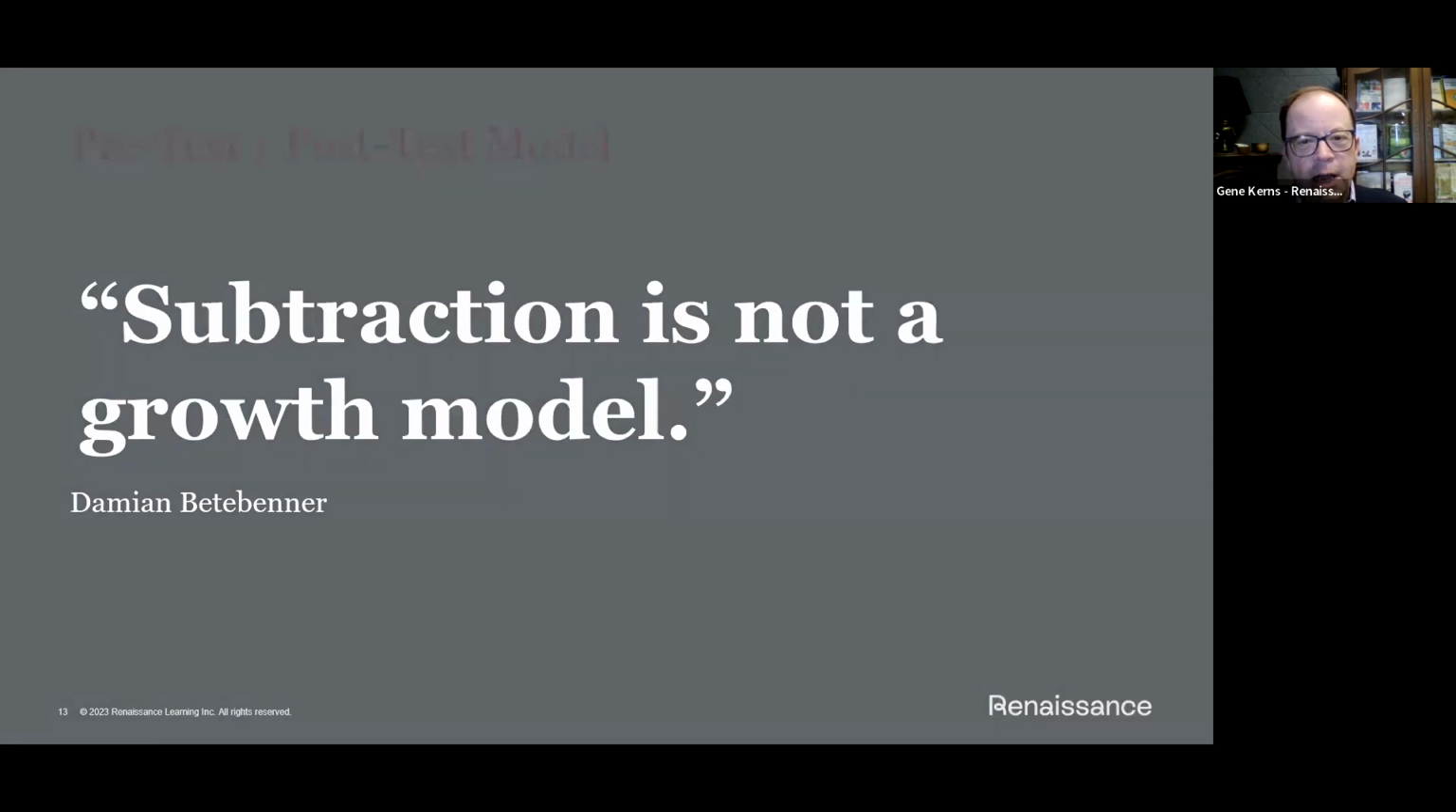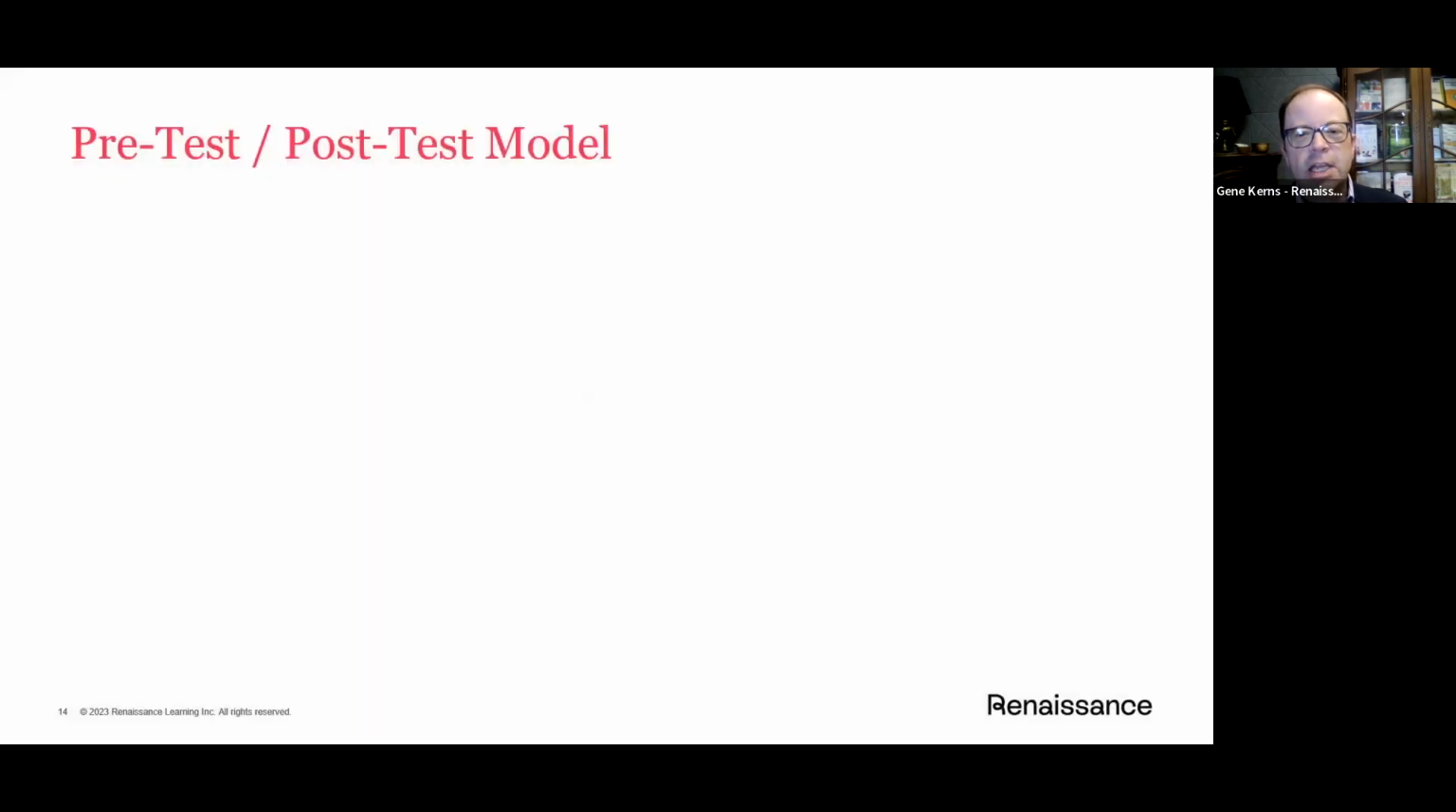Here's what he's talking about. Historically, if you asked schools and educators, how did your kids grow? We tended to do a pre-test, post-test model. We would say, well, they tested in the fall, they got this score. They tested in the winter or the spring, they got this other score. Let me subtract the difference. That's his reference to subtraction.